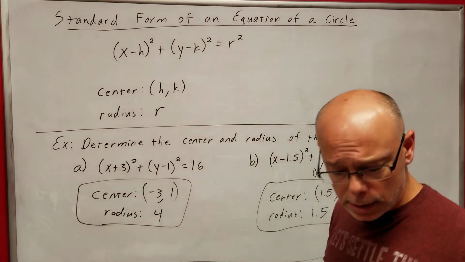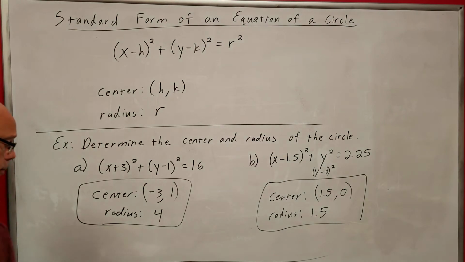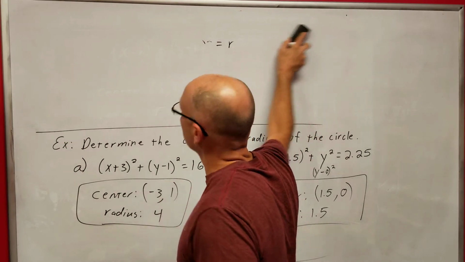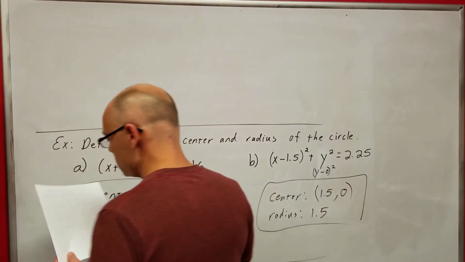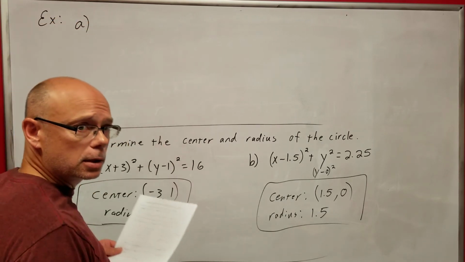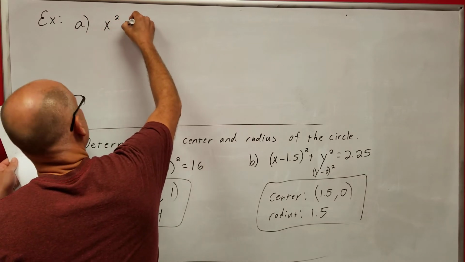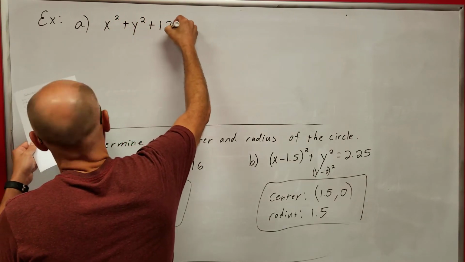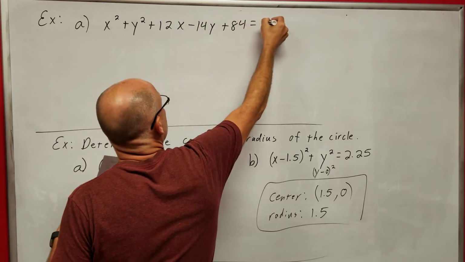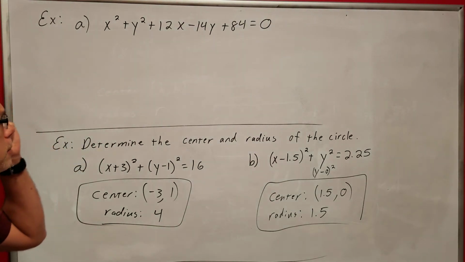All right, so that's determining the center and the radius whenever I have my equation in standard form. But as you can imagine, not all these equations are in standard form to begin with. Let's suppose that we're given an equation and we're told to find the center and the radius, but it's not in a pretty standard form, okay? We have x squared plus y squared plus 12x minus 14y plus 84 is equal to 0. And I'm told this is a circle, find the center and the radius.